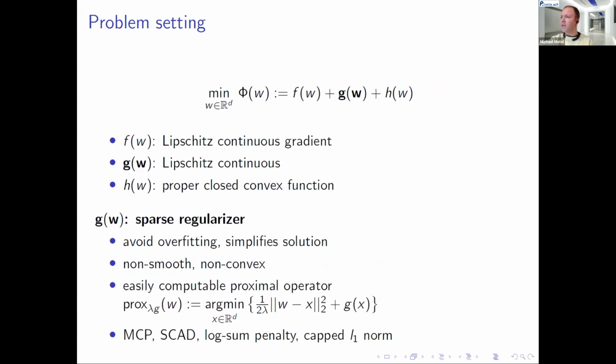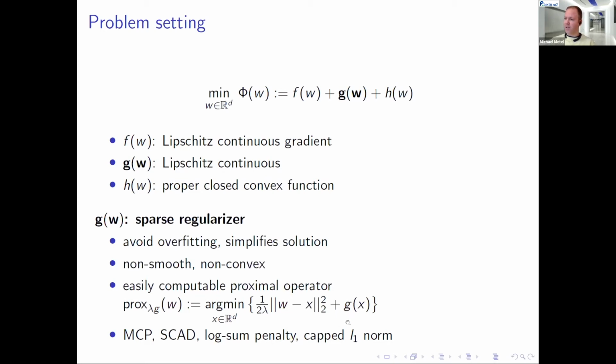Okay. So the second function g, we just assume that it's Lipschitz continuous, and this acts as a sparse regularizer. This has been discussed a lot already, but mostly we want to avoid overfitting. So we don't assume this function to be smooth nor convex, but we do assume that it has an easily computable proximal operator. So we are able to minimize this function inside the curly brackets, or at least get a minimizer of this function within the curly brackets.